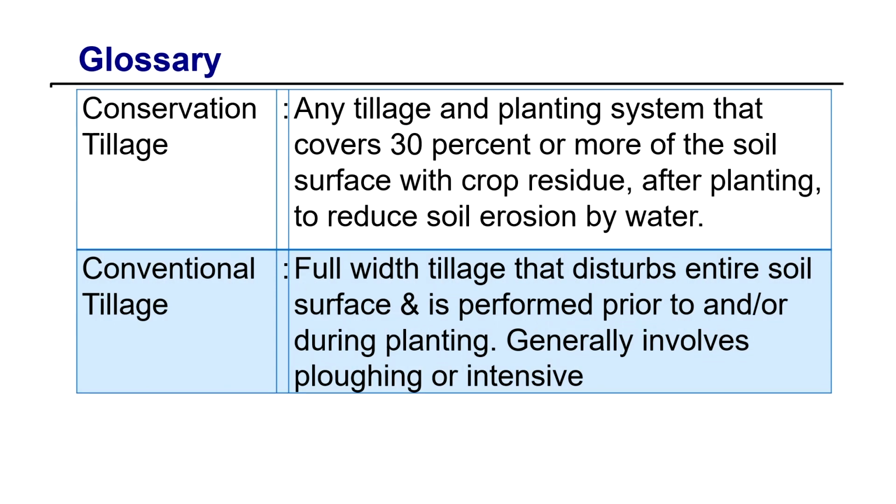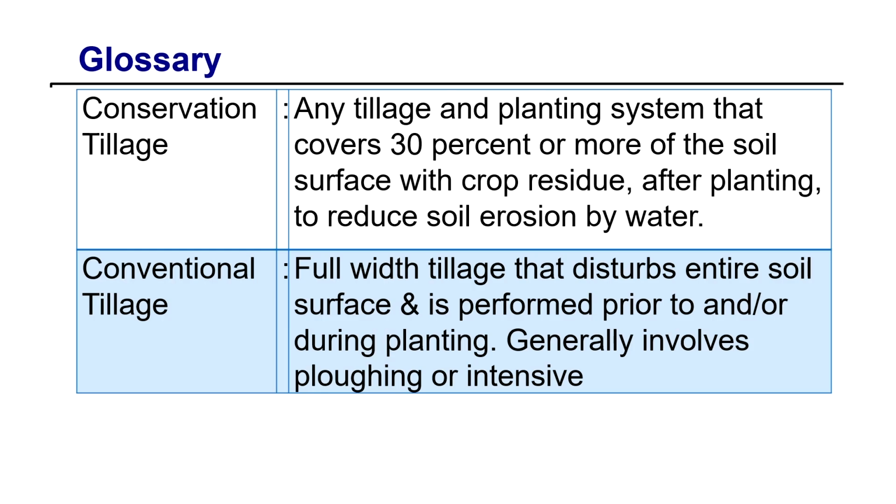Let us start with the glossary. Conservation tillage: any tillage and planting system that covers 30% or more of the soil surface, meaning one-third of the soil surface should be covered with crop residues after planting to reduce soil erosion by water. So, in this case it acts as a mulch. Mulching is followed in conservation tillage and normally it is reduced tillage or zero tillage.